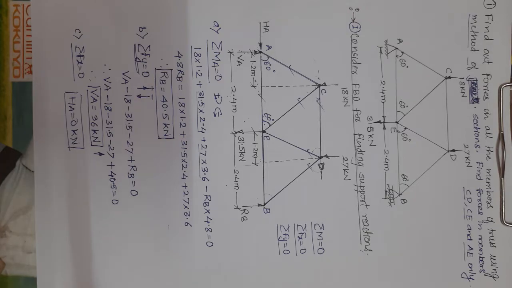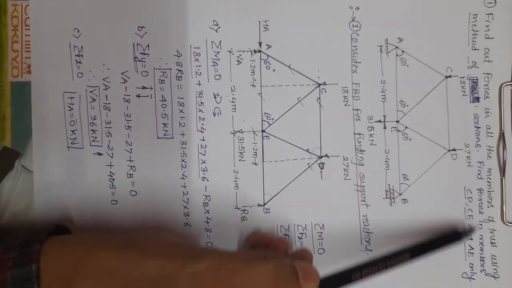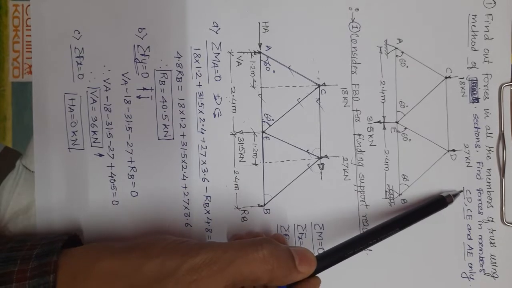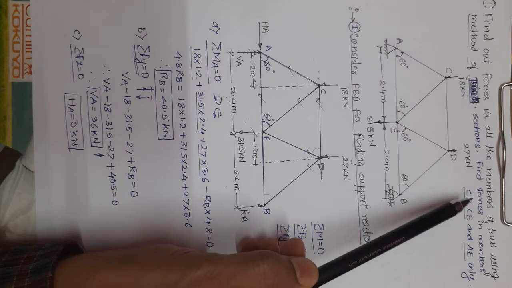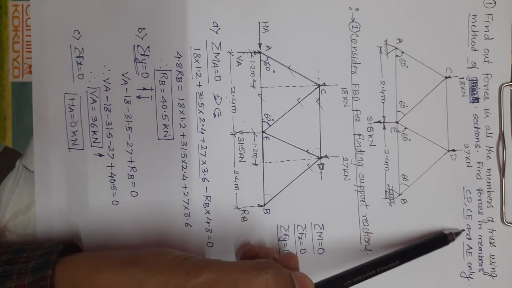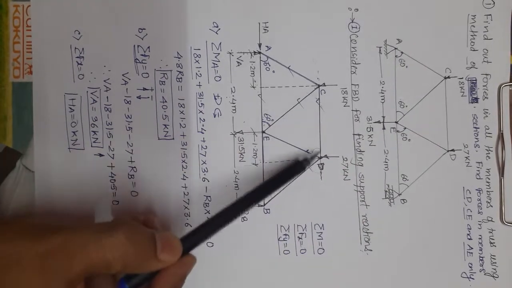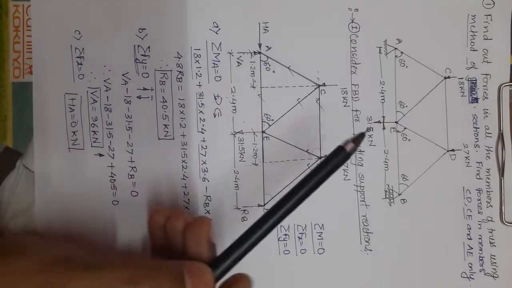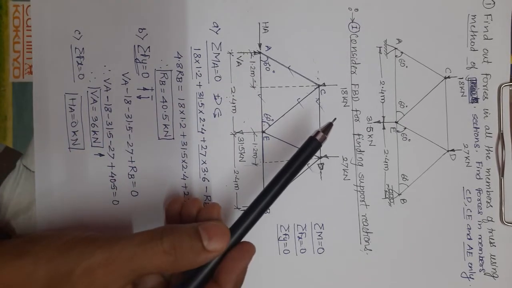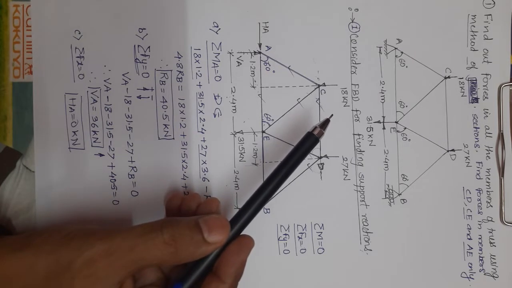Now the question has been altered in this manner, that we have to find the forces in the members CD, CE and AE. So CD is this one, CE is this one, and AE is this one. As you know, in the method of sections, you have to find some particular forces in the truss.